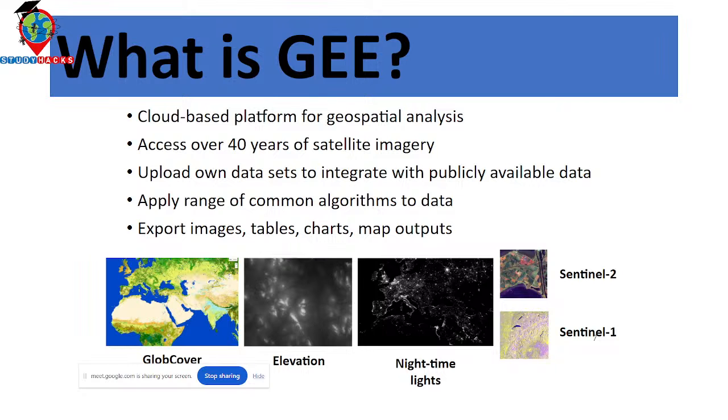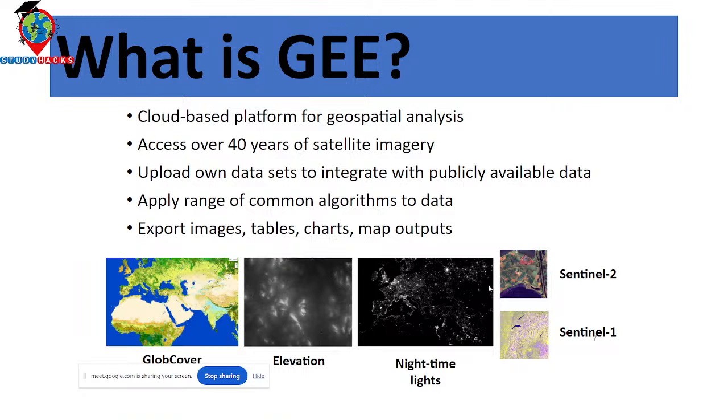So basically, Google Earth Engine is a totally cloud-based platform, and every cloud-based platform has its own server. And from this server, we can easily access 40 years of satellite imagery. And if you have your own dataset, such as high resolution satellite images that you can buy, such as SPOT or Maxar, this type of satellite image you can also upload to the Google Earth Engine platform and work with different types of algorithms. And finally, we can easily export the output as an image, table, chart, or map.